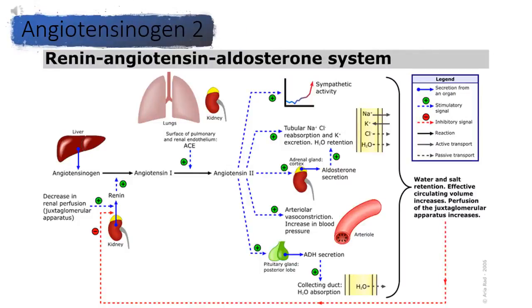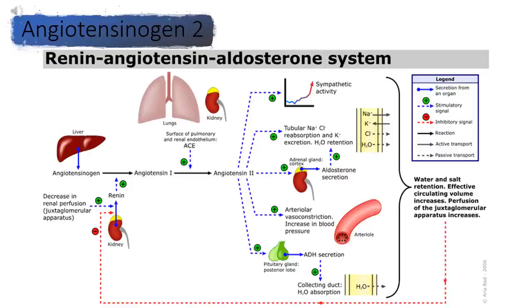Angiotensin 2 has three main functions. It's going to cause vasoconstriction of arterioles, which causes decreased blood flow. It's going to increase reabsorption of salt, sodium chloride, and water, which increases blood volume.